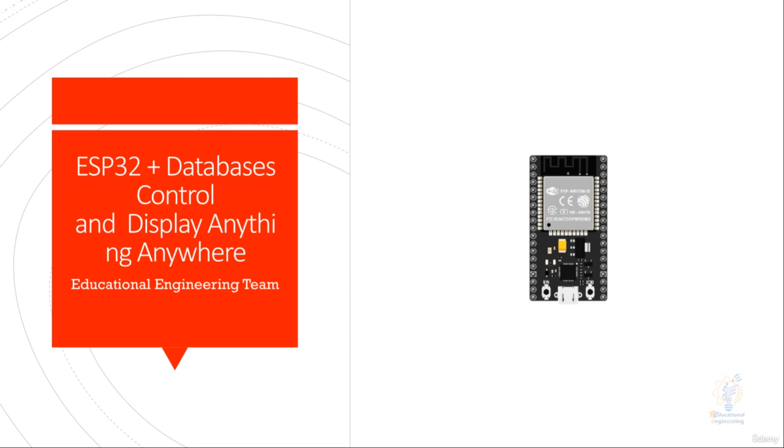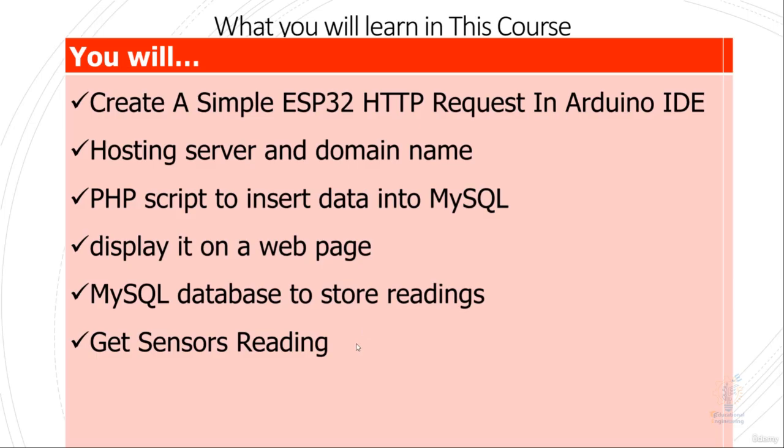I will introduce you to a free hosting, and you will get a free domain with that hosting, and you will be able to use it with any future project that you have that involves ESP or any Internet of Things project. Now, what you will learn in this course, you will learn how to create a simple ESP32 client that sends HTTP requests and how to code it correctly.